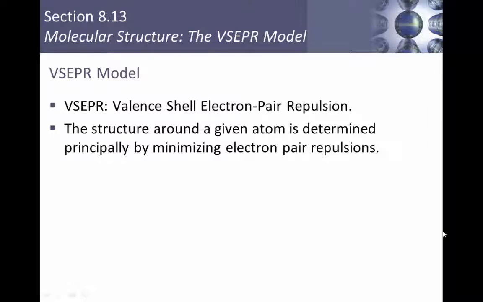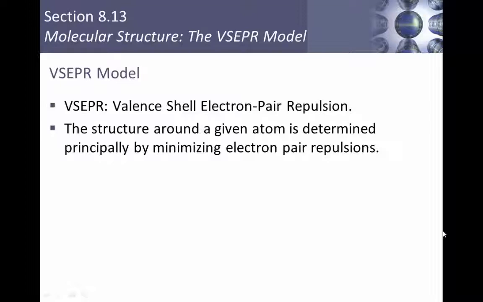Hello, AP students. In our last lesson, we learned how to draw Lewis structures. And so now we will use this understanding of drawing Lewis structures to determine the molecular shape. So this lesson, which is found in our text in section 8.13, will be discussing a model that we will use to visualize and determine the shape of the molecule. That model is called VSEPR.